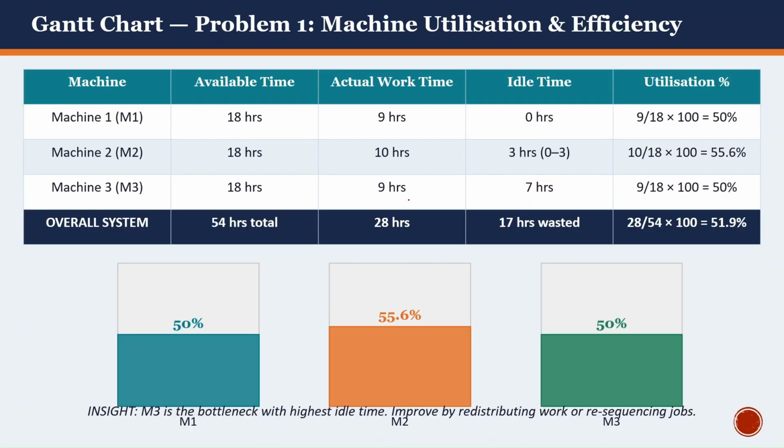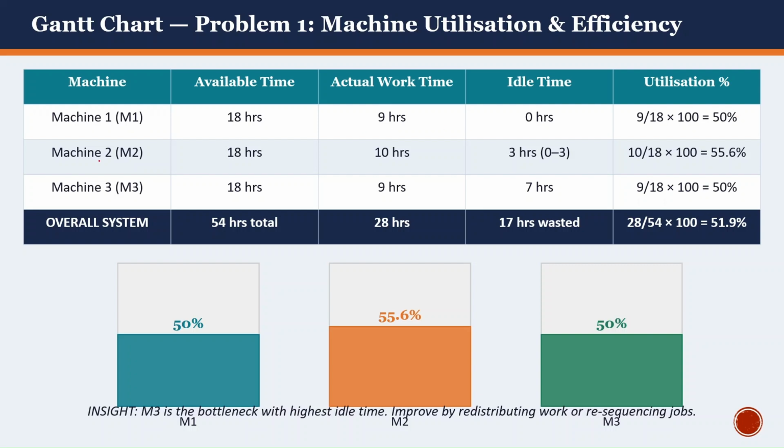Now you can find out the utilization time like this. The utilization time is the actual time used divided by the available time. What is the available time? Machine 1 was available for 18 hours and we have used it for only 9 hours. So it is idle for 9 hours, and we have 50% utilization.